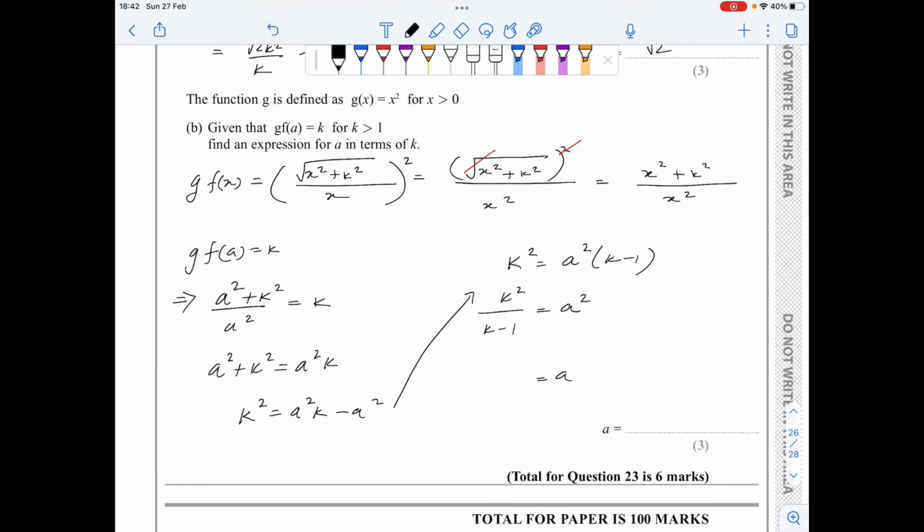So a is equal to the square root of k squared over k minus 1. This is an acceptable answer. If you want, you can split the square roots separately in the numerator and the denominator, and you will get k over square root of k minus 1. Both of these answers are acceptable.